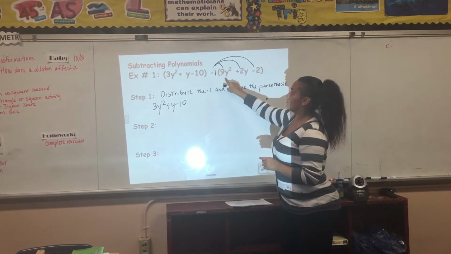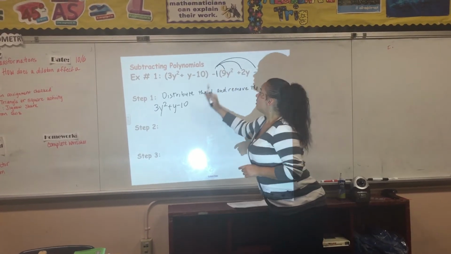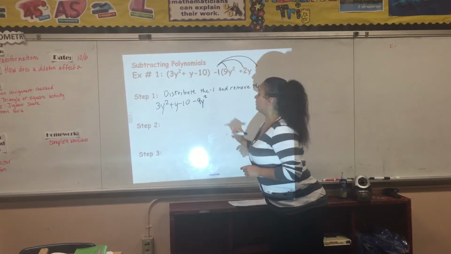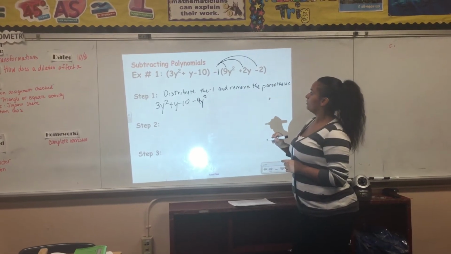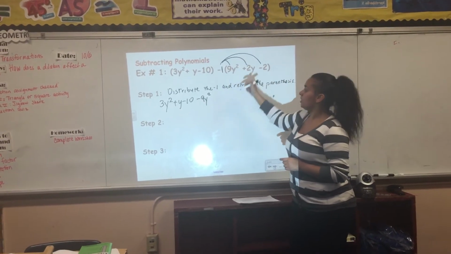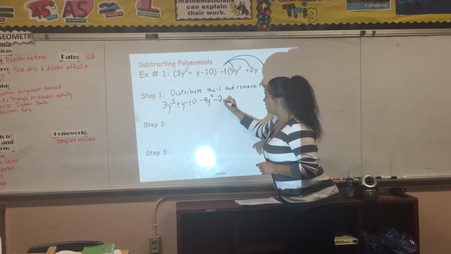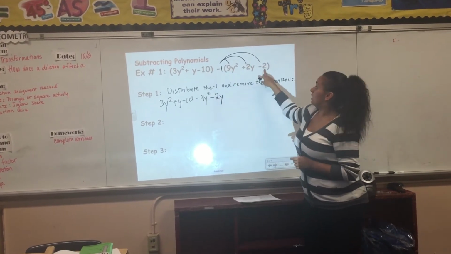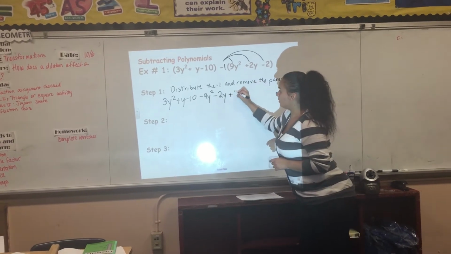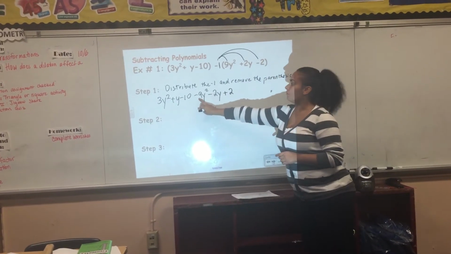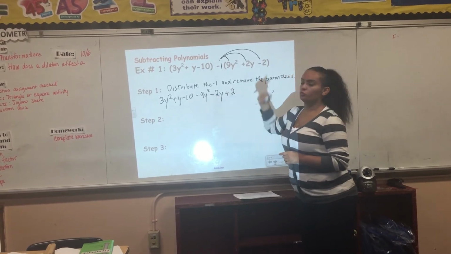Negative 1 times positive 9y squared, a negative times a positive, is a minus, negative 9y squared. And similarly, negative 1 times a positive 2 is going to be negative 2y. Negative 1 times a negative 2 will be a positive 2. So notice all of our values of the monomials switch signs.